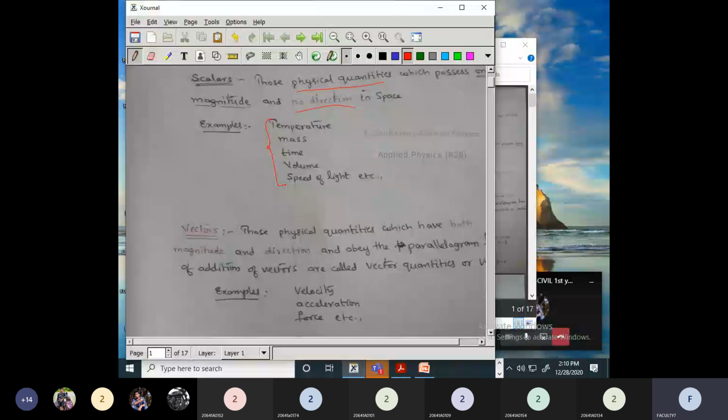Thereafter we considered physical quantities depending on magnitude as well as direction. If the physical quantities have magnitude and direction, and if they obey the parallelogram law or triangle law, so here we are considering the parallelogram law. Physical quantities which have magnitude, direction, and the third condition that they should obey the parallelogram law of vector addition. If these three things are there, then we consider those physical quantities as vector quantities.